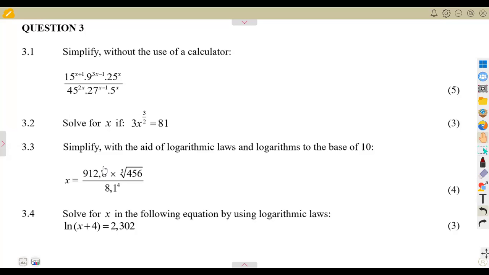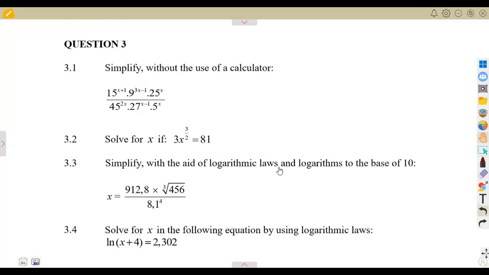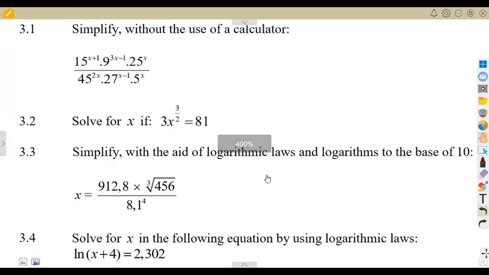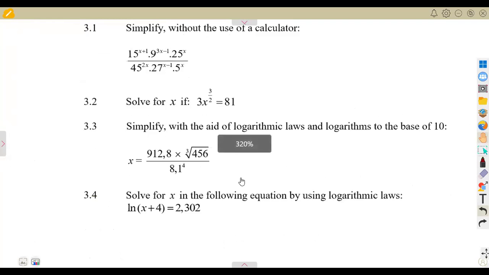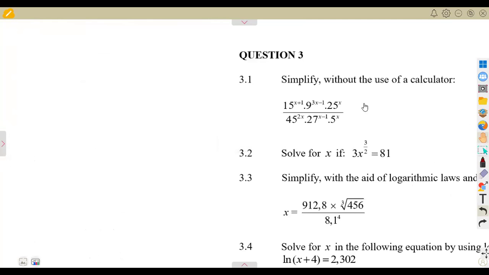We are still on our exponents and logarithms. So in this platform, we've got a question that you're going to consider. Question number 3. There we have got different typical questions, as we can see that we are given to simplify, to solve, to simplify this and that. All right. So given question number 3.1, simplify without the use of a calculator. Meaning to say you are not required to use a calculator there.